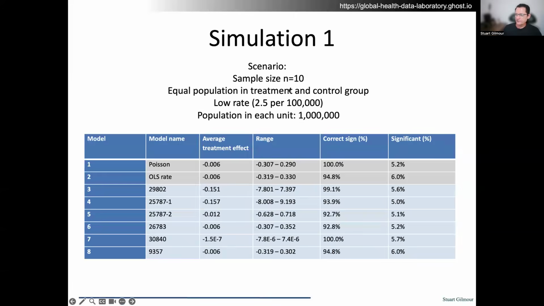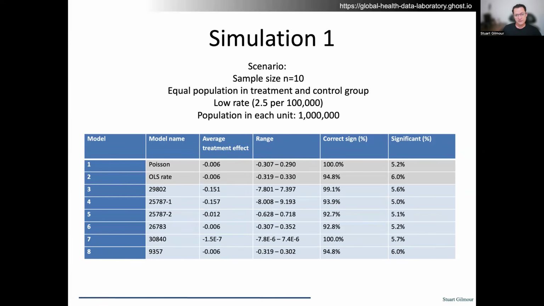So this is when the control group has a sample size of 10. There's an equal population in the treatment and the control group. There's a low mortality rate of 2.5 per 100,000. And the population in each unit is approximately 1 million in both control and treatment. So here I've got the average treatment effect from my 1,000 simulations. Here I've got the range of possible treatment coefficients that could have come out of the model. Here I've got the percentage of models where the treatment effect is given its correct sign, and here the percent that are significant. Now recall that there is no treatment effect.